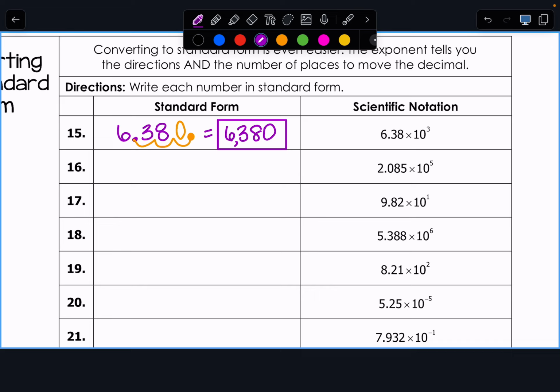Let's look at number 16. I'm going to write 2.085. Since we have this 10 to the 5th, we know it's going to be a really big number. How many times are we going to move the decimal? Look, this is a 5. Watch: 1, 2, 3, 4, 5. What do we need to do with those blank spaces? So we really have 208,500.